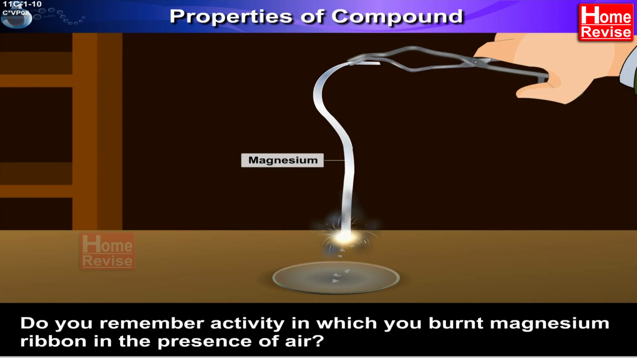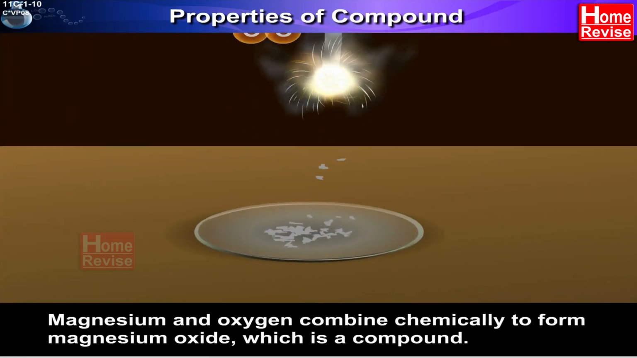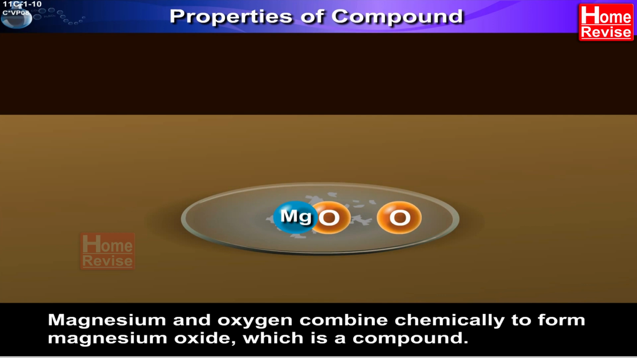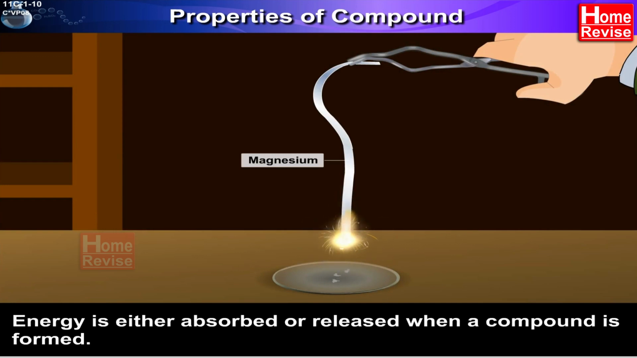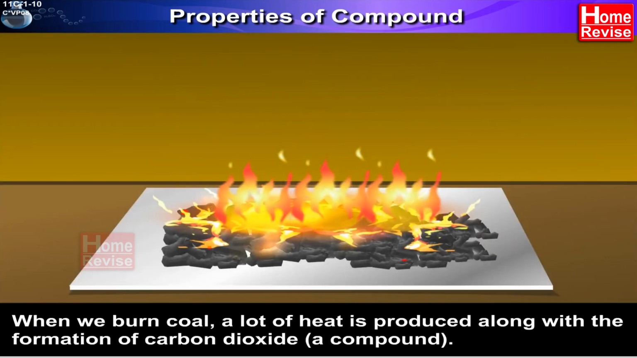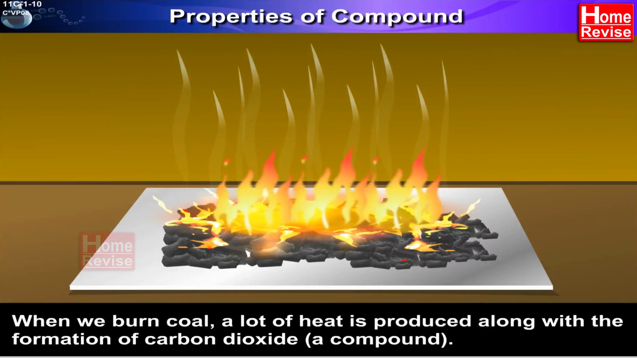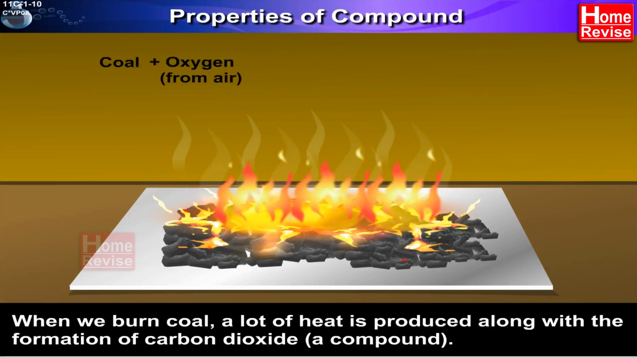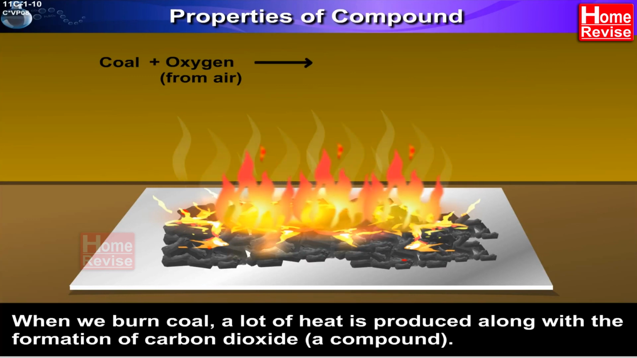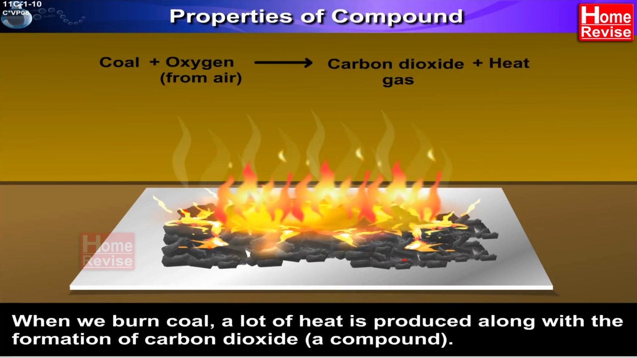Do you remember the activity in which you burnt magnesium ribbon in the presence of air? Magnesium and oxygen combine chemically to form magnesium oxide, which is a compound. Magnesium plus oxygen, which is present in the air, burn to give magnesium oxide. Energy is either absorbed or released when a compound is formed. When we burn coal, a lot of heat is produced along with the formation of carbon dioxide, which is a compound. We can write this as: coal plus oxygen from air, burn to give carbon dioxide gas plus heat.